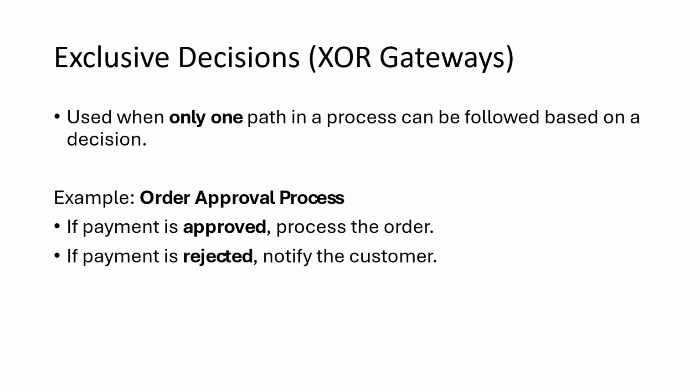Exclusive decision or XOR gateway, used when only one path in a process can be followed based on a decision. Example, order approval process. If a payment is approved, then process the order.